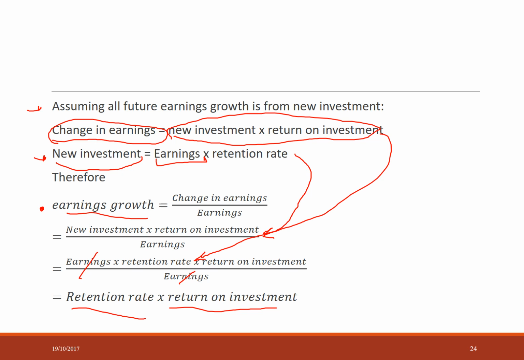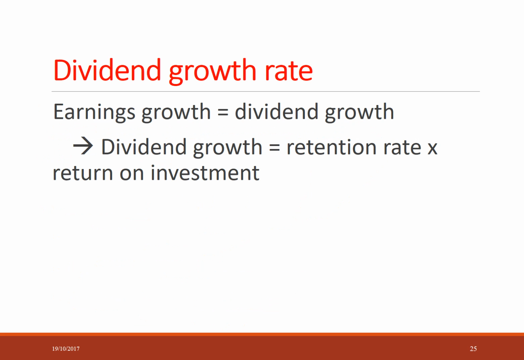So a note about the retention rate here. We know that 100% of earnings have to be either paid in dividends or kept as retained earnings. Therefore, the retention rate is simply 1 minus the dividend payout rate, right? Okay. So given that dividend growth is equal to earnings growth, and from the previous slide we worked out that the earnings growth is retention rate times return on investment, we therefore have dividend growth equal to retention rate times the return on investment.